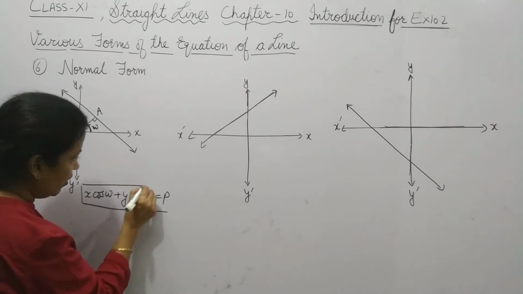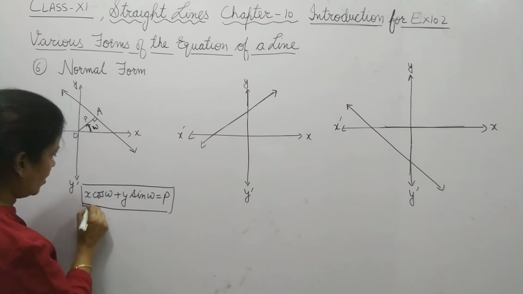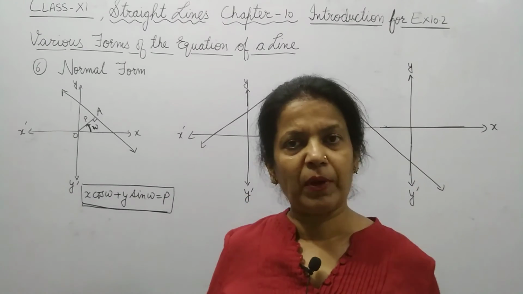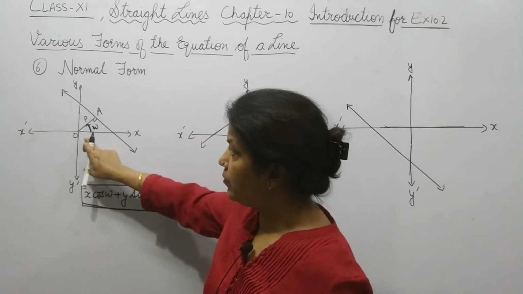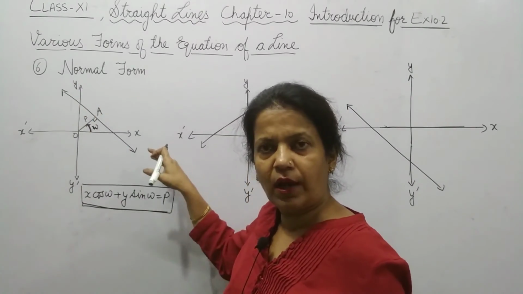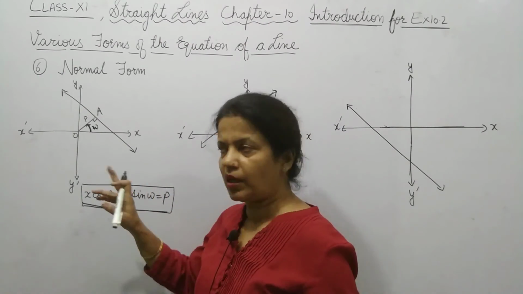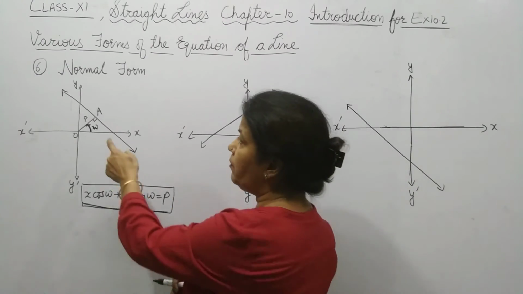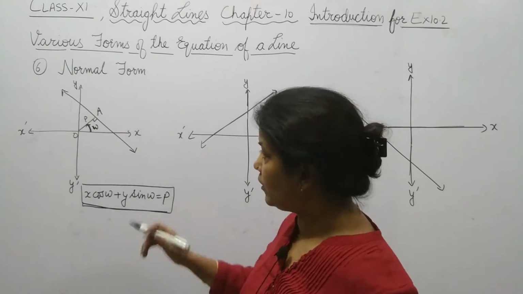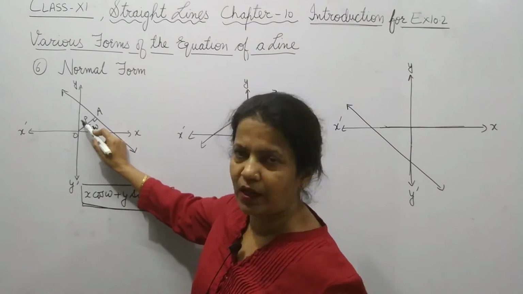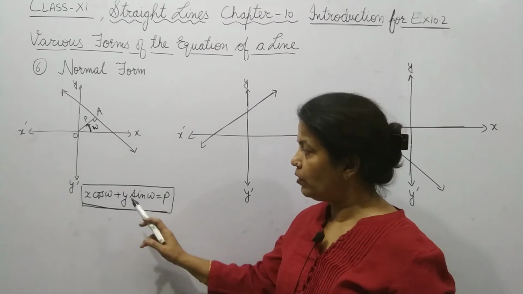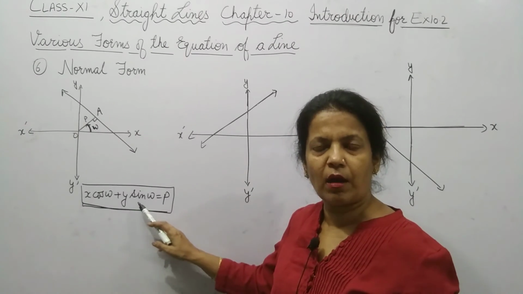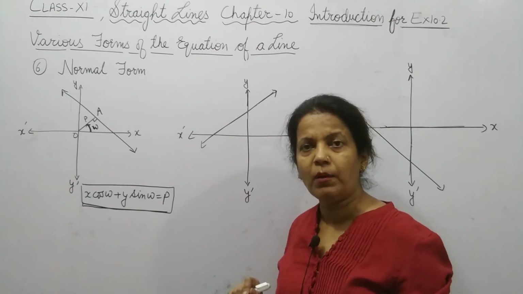So, if you have to apply this case or this condition, you need the perpendicular distance from the origin to a given line, that is p, and the angle made by this perpendicular distance with the positive direction of the x-axis. Then the equation of the line will be x cos omega plus y sin omega equals p.